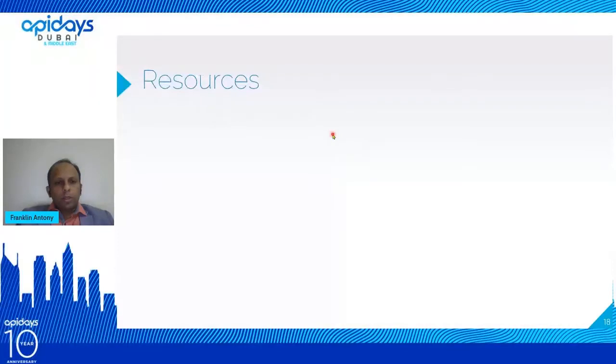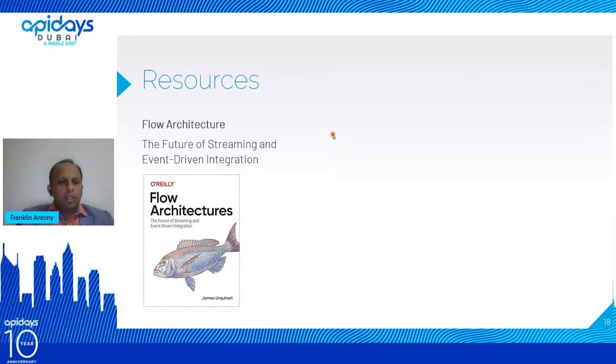So before I conclude, I just want to share some references on some external reading if you'd like to have a look at it. So Flow Architecture, a great book by this author James. All of what I have been talking about has been driven from his thoughts about how the future would look and how events are going to shape the world.